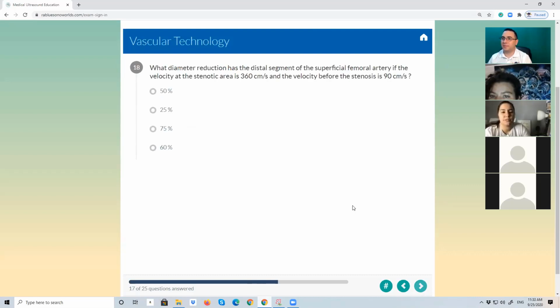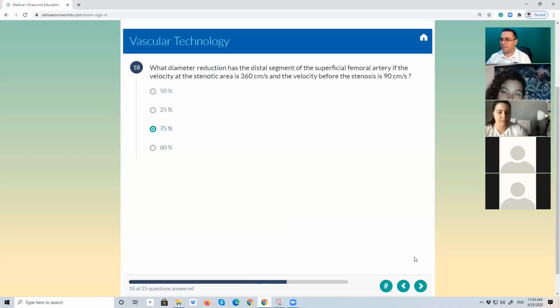What diameter reduction has the distal segment of the superficial femoral artery if the velocity at the stenotic area is 360 centimeters per second and the velocity before the stenosis is 90 centimeters per second? 50, 25, 75, or 60? So if you have 360, 9 times 4. 75. Yes. And then for this, remember the ratios 2 to 1, 3 to 1. So that would be 4 to 1, correct? Right. Very good.